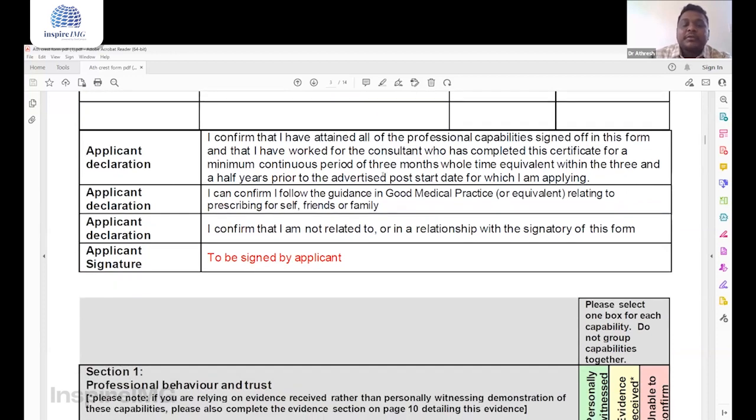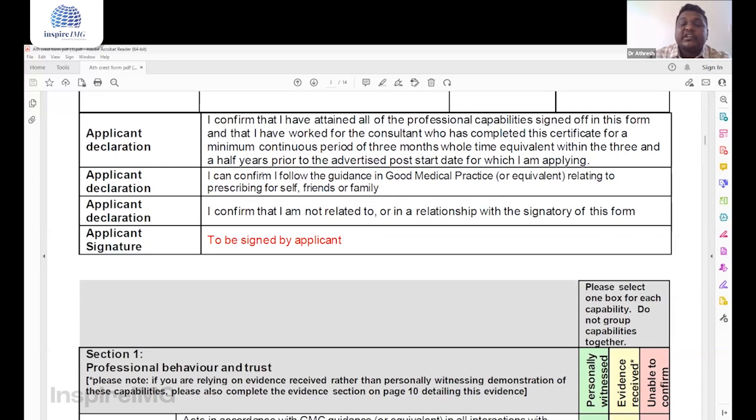That you have attained all the competencies during the period where you continuously worked with the consultant for 3 months as a continuous period, and all of these competencies were attained within 3.5 years before the training job start. This is very important because sometimes there are many specialist doctors from various countries who apply for junior level training in the UK. So you might think, when you're a specialist, why do you need this CREST form? The reason the UK has adopted this system is, even though you're a specialist in your department, when you start a training, you're working at a basic level, at the level of specialty training 1.